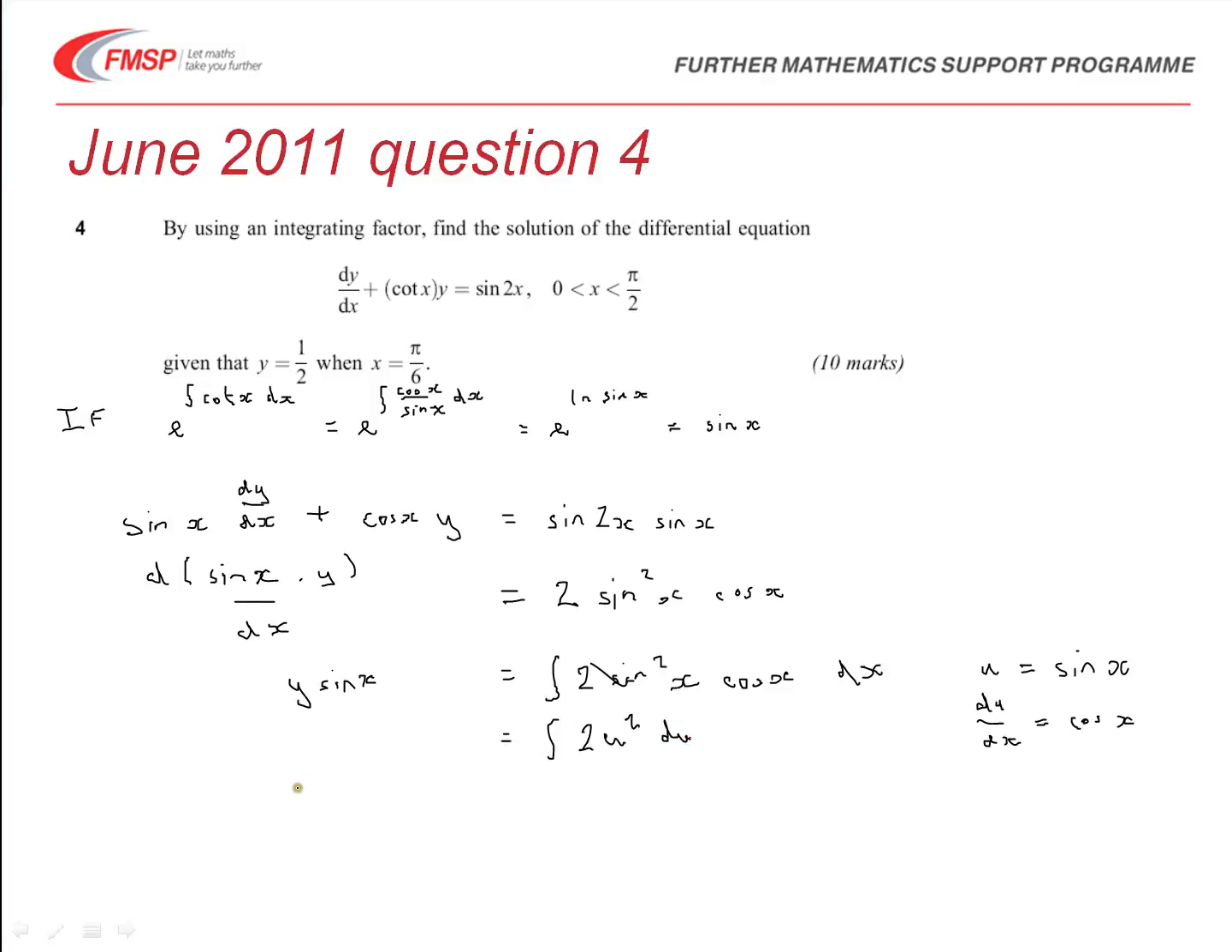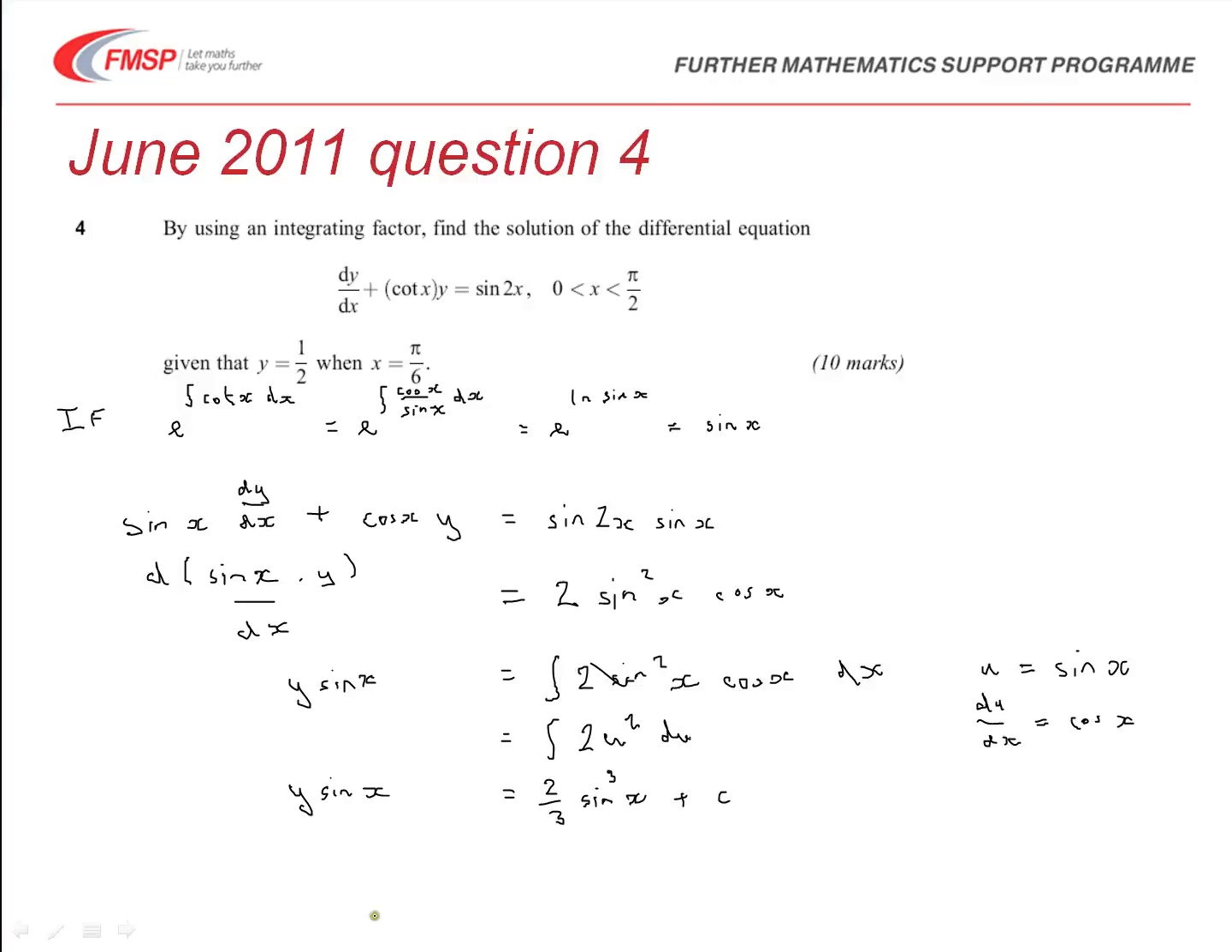And so if we then substitute back, we're going to get y sine x equals, the integral of this is 2/3 of u cubed, so that becomes 2/3 of sine x cubed plus a constant.